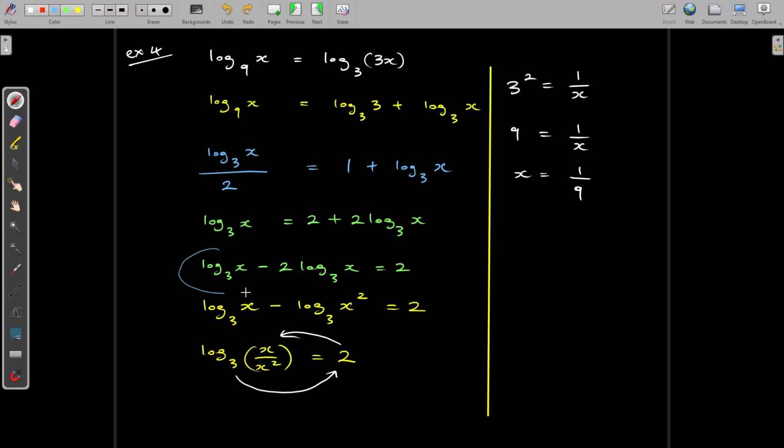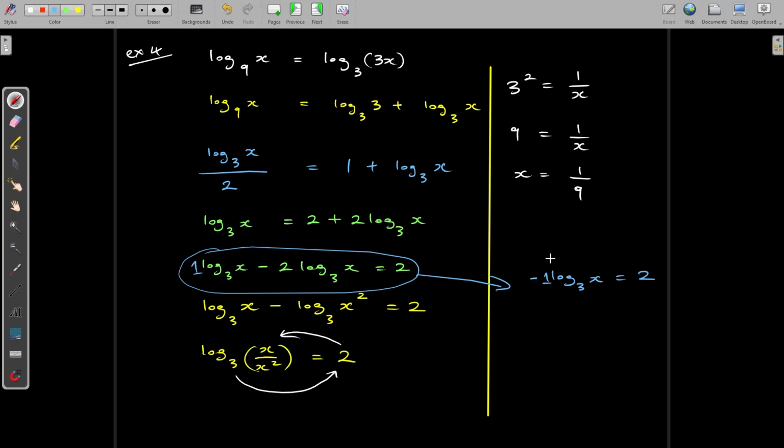Right at this point, if we had subtracted, we would have had negative log base 3 of x is equal to 2. So this negative is negative 1. So we can see that, right? Because this is 1 log 3 of x minus 2 log 3 of x. So if we had subtracted, we would have ended up with something like this.